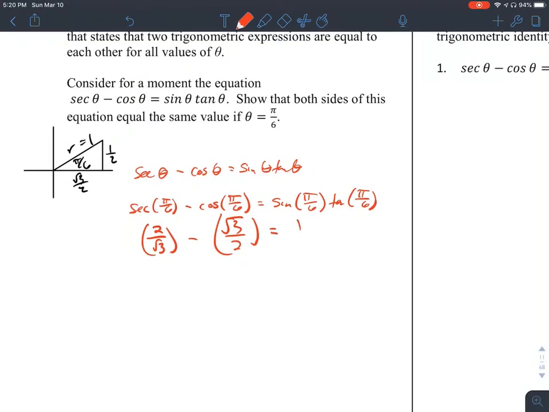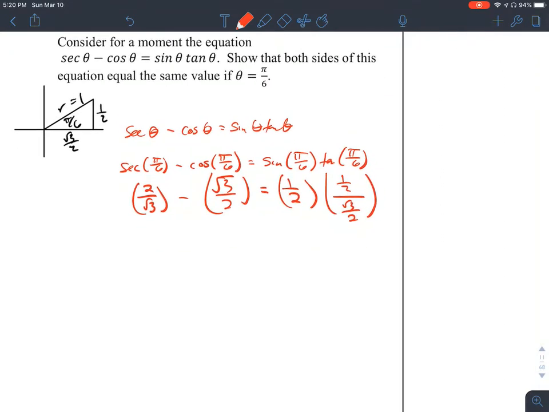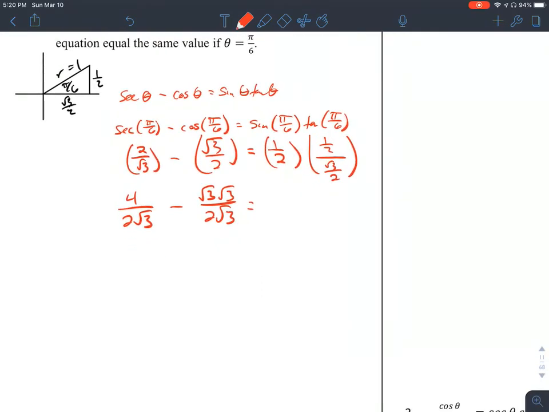Sine is y over r, which is going to be a half, times tangent. Tangent is a little bit of a mess here. That's y over x. This all just needs simplified. On the left side, we want to get common denominators. So if I multiply the left top and bottom by 2, I'm going to get 4 square roots of 3. Then this next fraction, if I multiply the top and bottom by the square root of 3, I'm going to get common denominators. I'm just going to keep working on the left. I'll come back to the right in a minute.